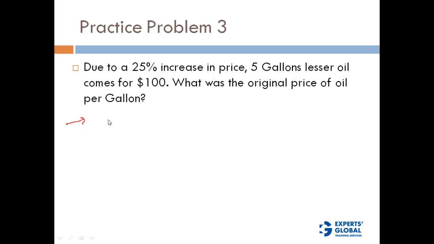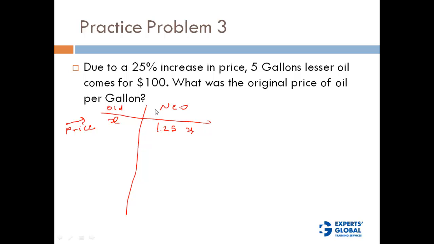Okay, so let's say the original price is X. Always draw this table, new and old. This is old, this is new. This is price. Price is equal to X. Right? What is the new price? Due to a 25% increase in price, this is going to be 1.25x. Correct? Okay. So we are done with price.